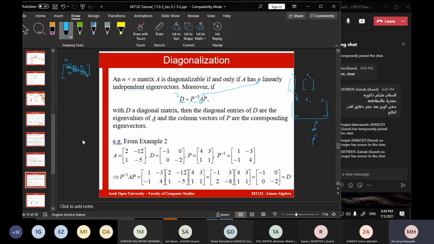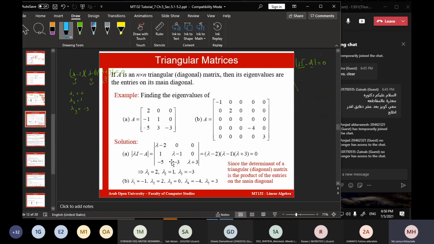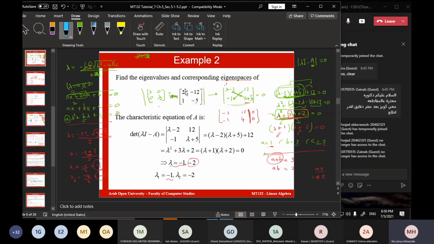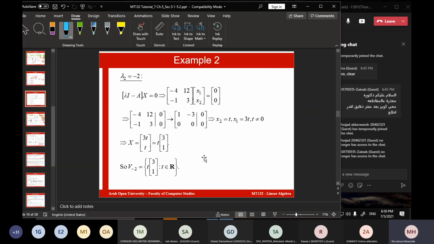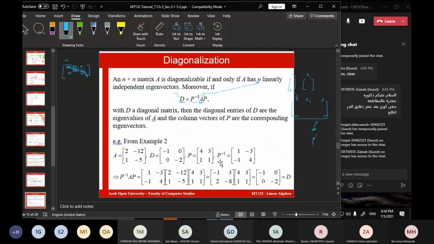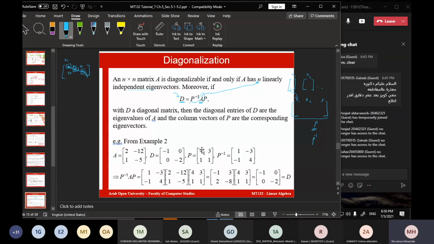Let's see an example. Actually, this is the matrix for which we calculated the eigenvalues and eigenvectors before. Let's go back. It was this: 2, minus 12, and 1, minus 5, and we found lambda 1 equals minus 1 and lambda 2 equals minus 2. Yes? And we found also the eigenvectors, which are 4, 1 and the other one 3, 1. These are the eigenvectors of the matrix A, the first eigenvector and the second eigenvector corresponding to the lambdas.